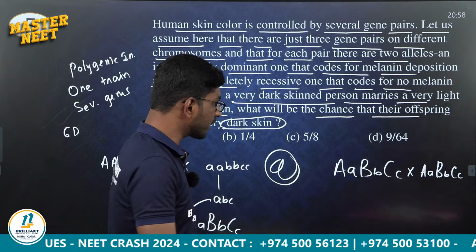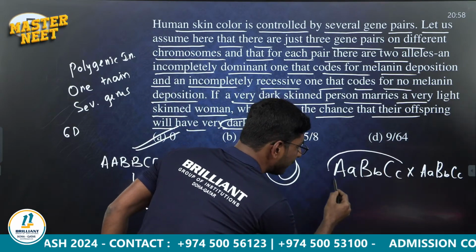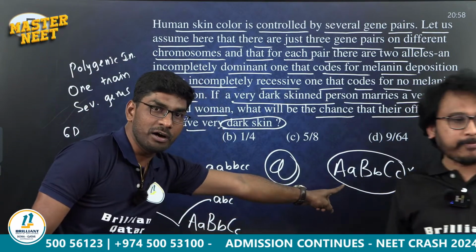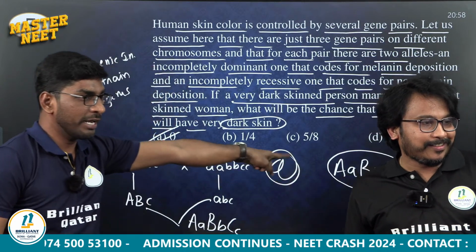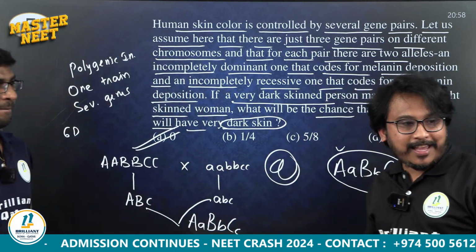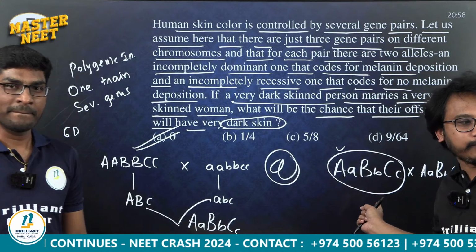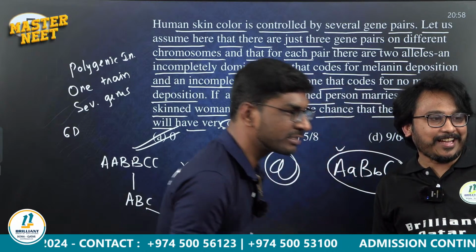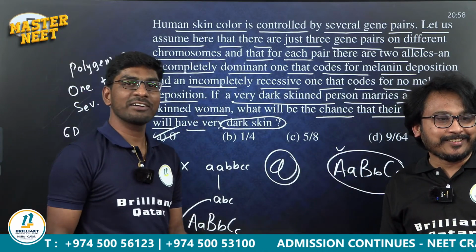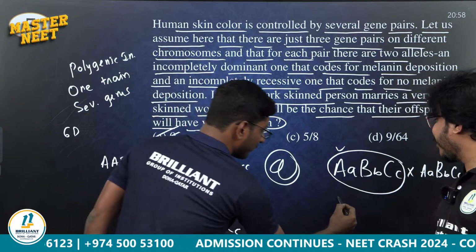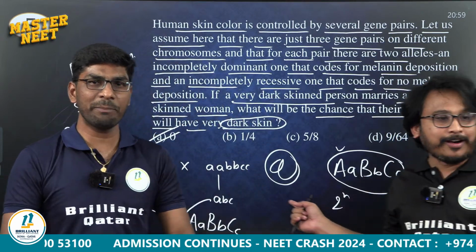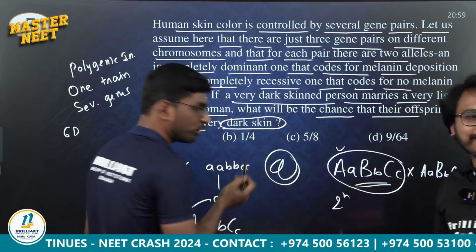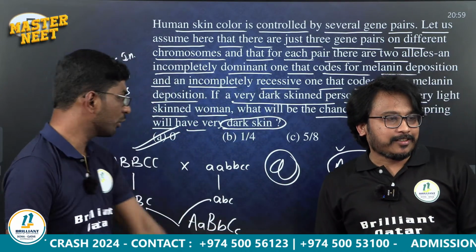But I have a small question. How many different types of gametes can come from this genotype, capital A, small a, capital B, small b, capital C, small c? How many different types of gametes are possible? 8. Yes, very good. So what is the equation for finding the number of gametes? 2 to the power n, where n is the number of heterozygous pairs. How many here? 3 heterozygous, so 8. Remember. You got my point? Go to the next question.